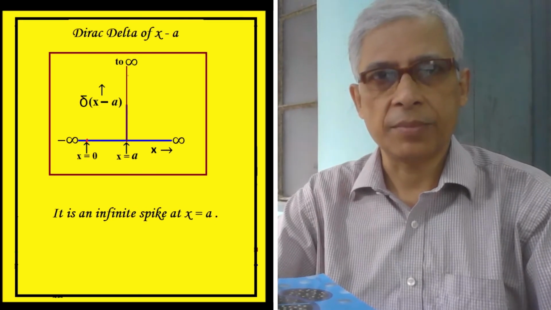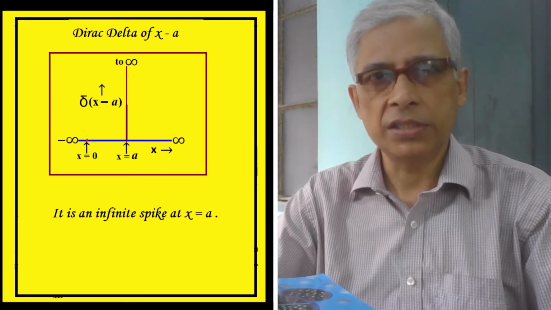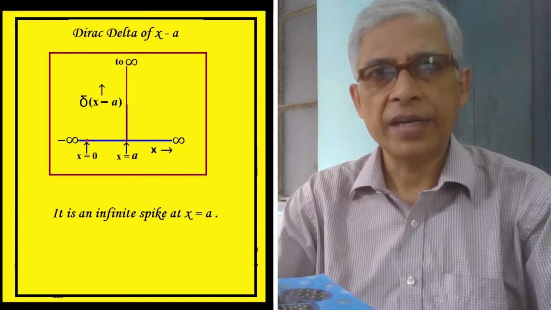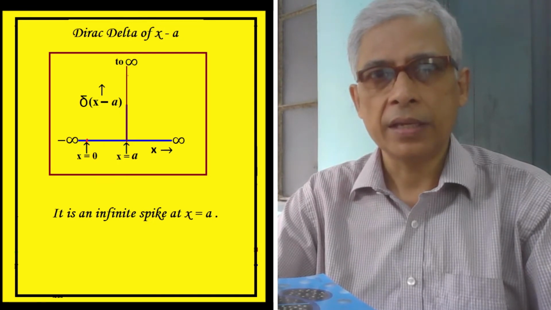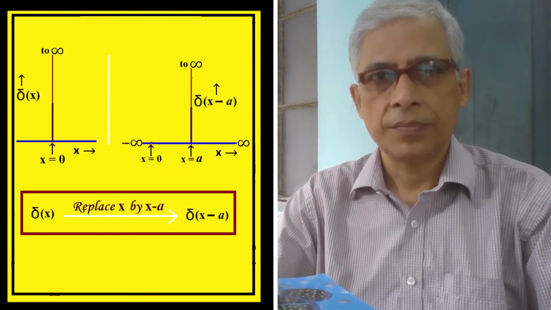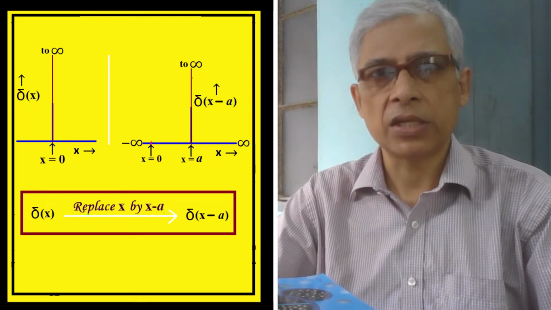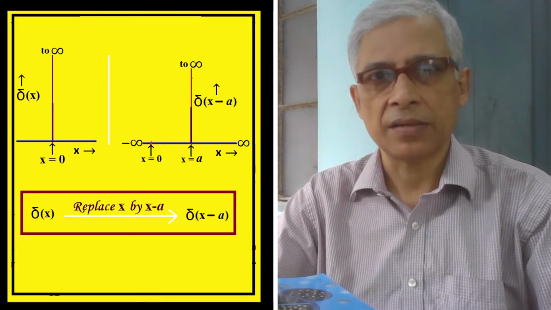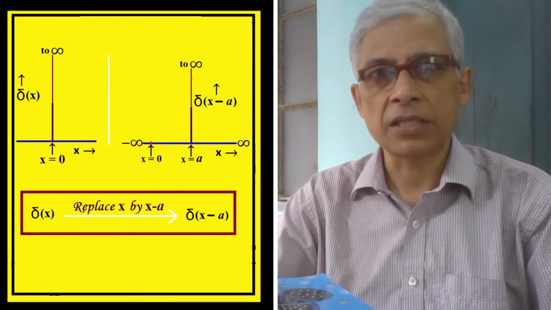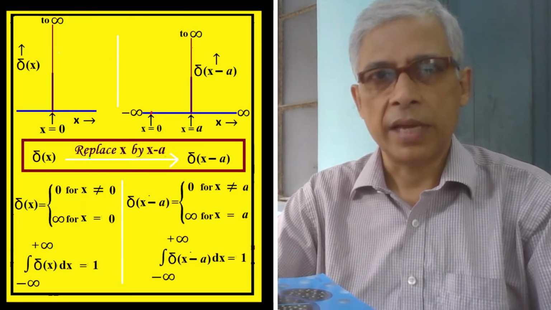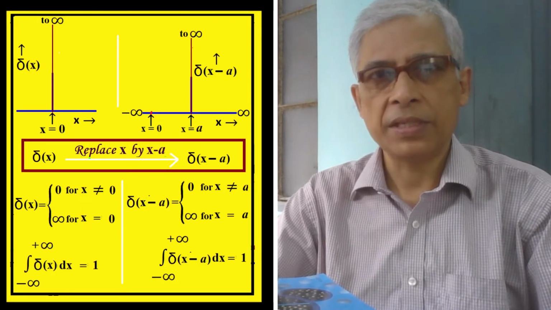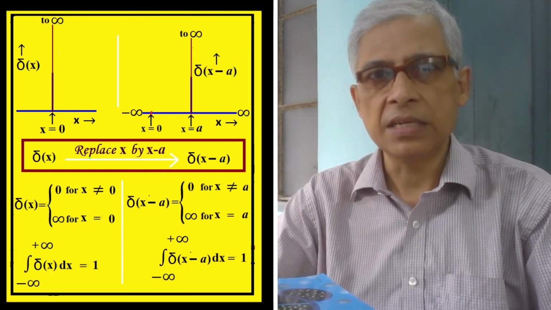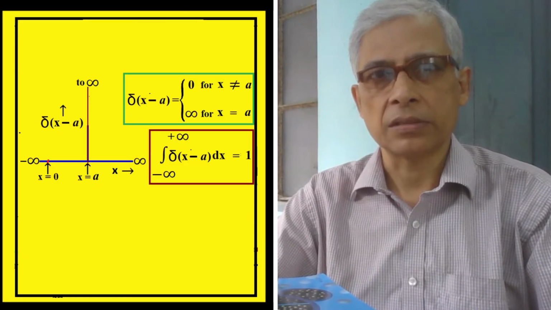We also derived some other delta functions. For instance, Dirac delta of x minus a. It is an infinite spike at x equal to a, as you can see in the figure. It is obtained from Dirac delta of x simply by replacing x by x minus a. You can compare the respective graphical plots, as well as the corresponding mathematical relations which have been written side by side, that is, in parallel, for easy comparison.